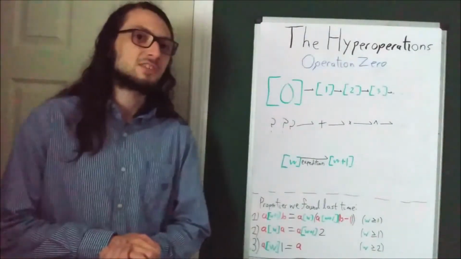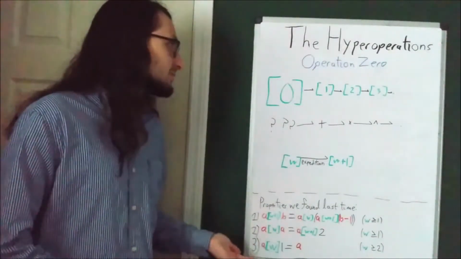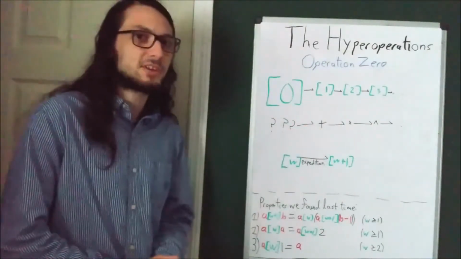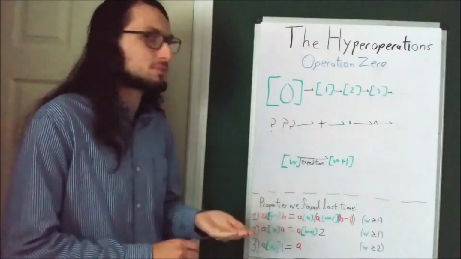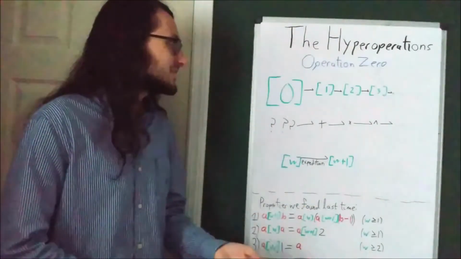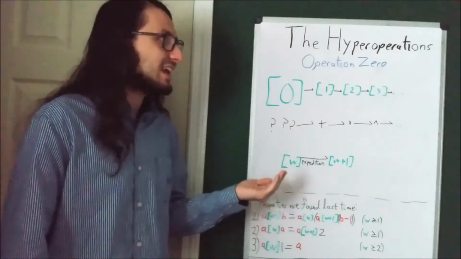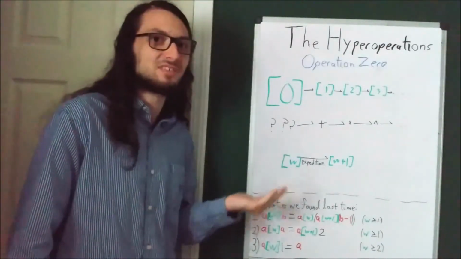So what we're going to be doing in this video is using these three main properties we found about all the hyperoperations in the last video in order to find a consistent definition for the zeroth hyperoperation that keeps some of the properties that all the other ones do. So essentially what we're going to be doing is taking an anti-expedition, whatever that means.